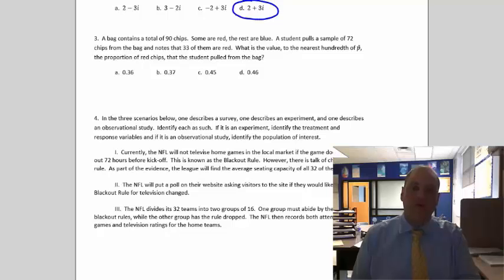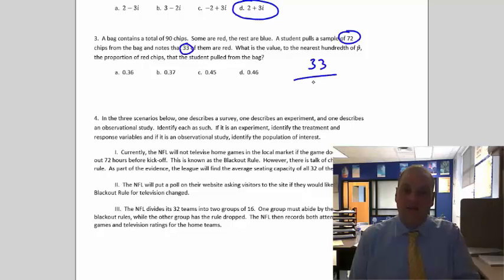A bag contains a total of 90 chips. Some are red, the rest are blue. Student pulls a sample of 72, and 33 are red. So 33 out of 72 are red, and that is a 0.46, and that's your p hat, 0.46.